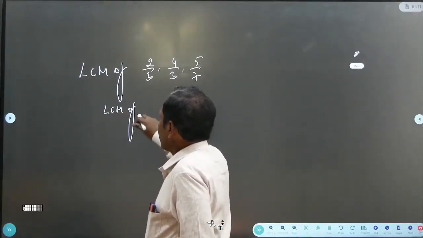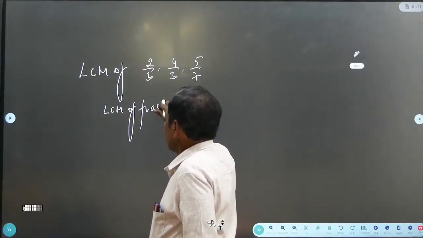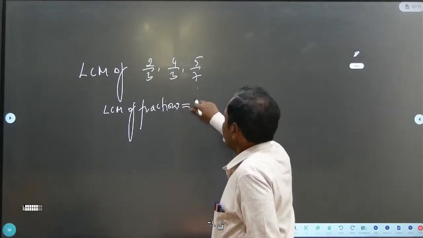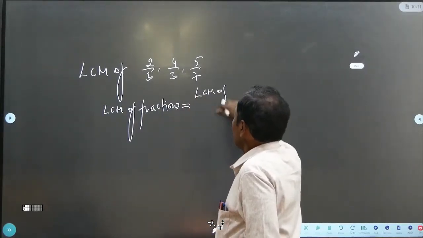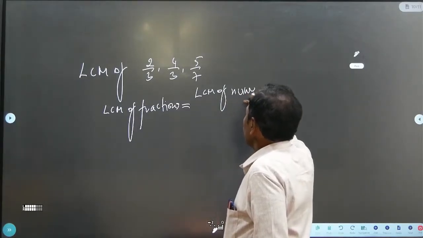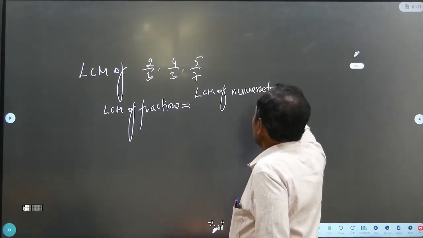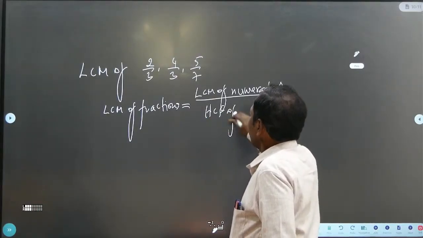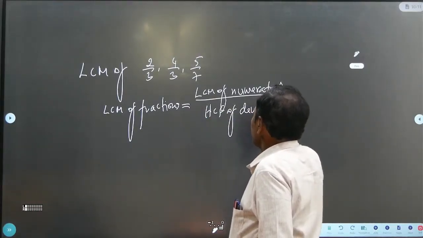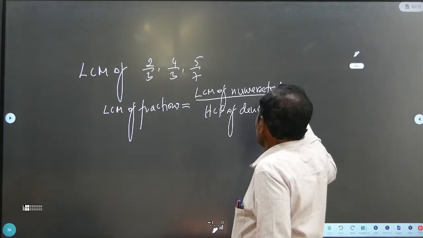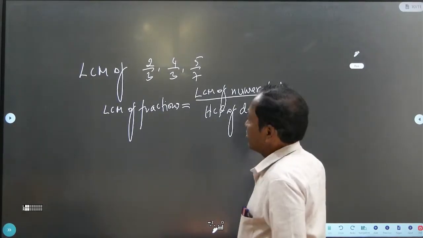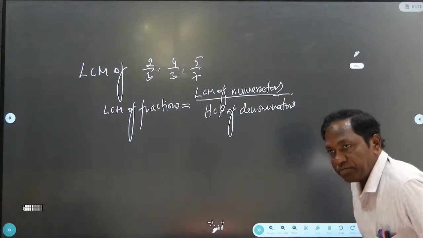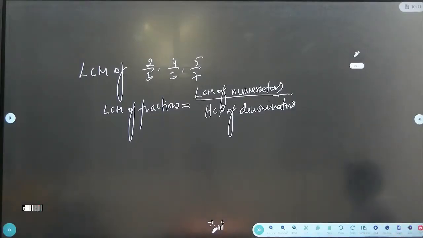LCM of fractions is equal to the LCM of numerators by HCF of denominators. Right. Write the formula, then solve it. Keep writing, because these are very odd expressions.